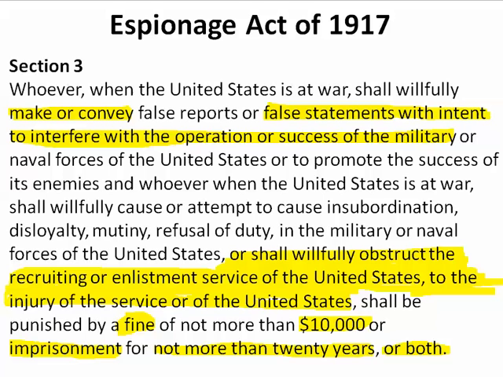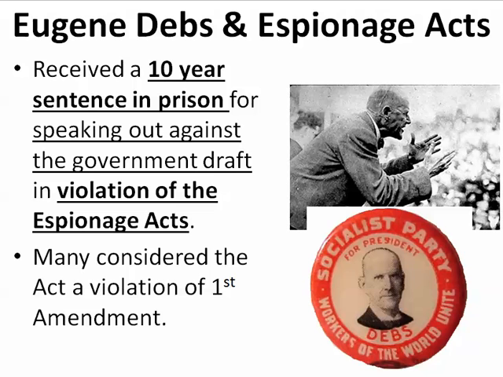Did he? The government thought he did, and he went to court. The courts thought he did, and he received a 10-year sentence in prison for speaking out against the government draft in his speech, and they said he violated the Espionage Act. So, even though many consider the Espionage Act a violation of the First Amendment, it was a law, and they said he violated it, so he gets 10 years in prison.